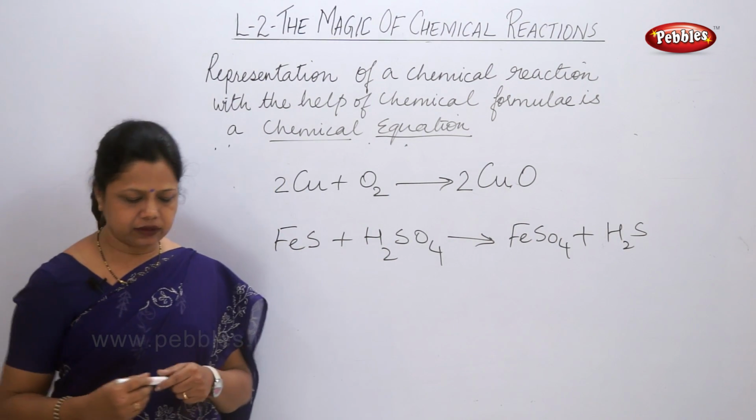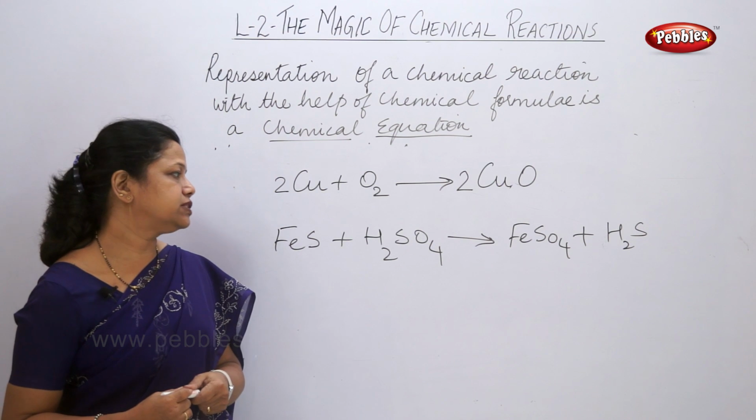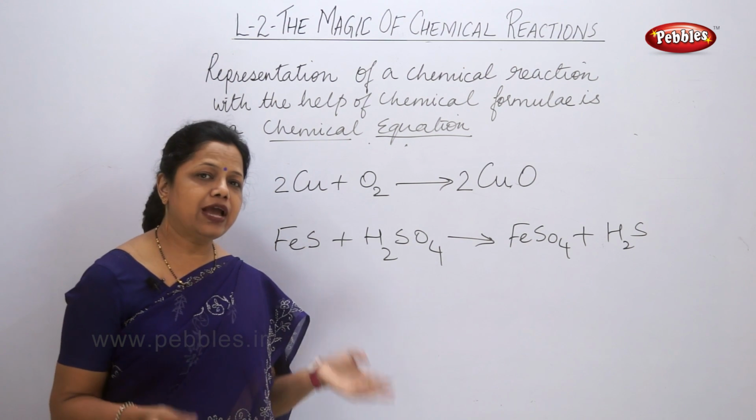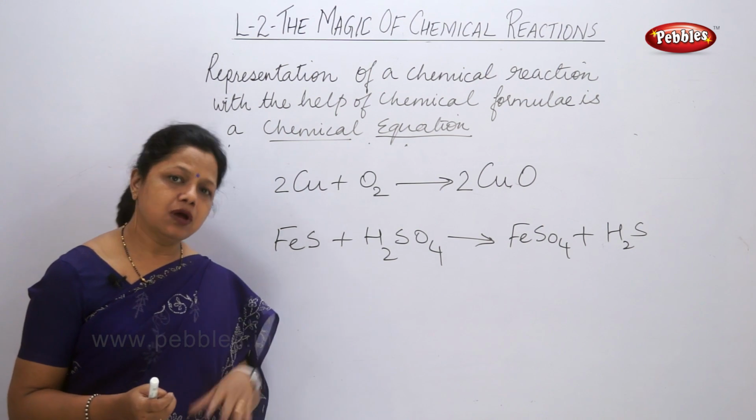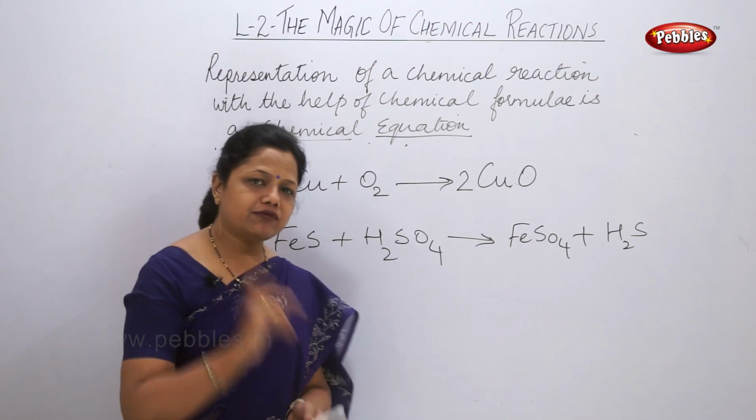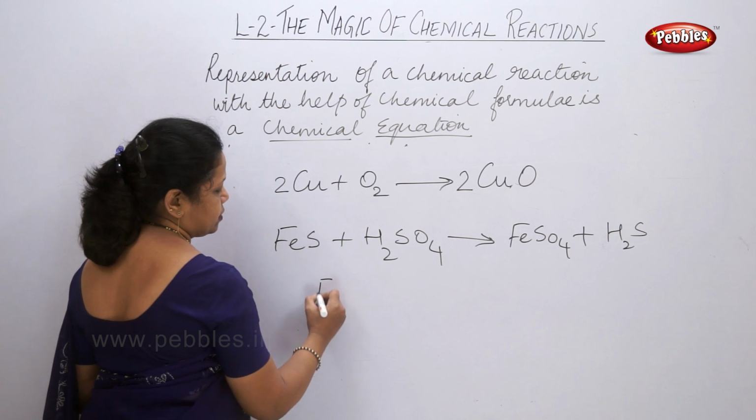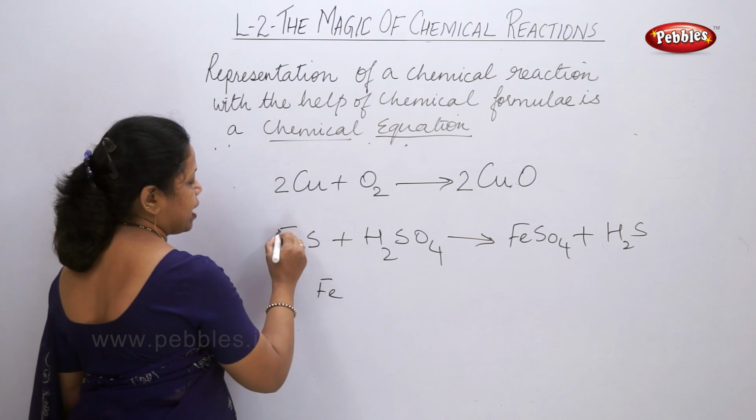Now this is the reaction given to us. How to see whether the reaction is balanced or not? We have to count the number of atoms one by one. Let's start from the left side. How many on the left side? First is iron. What is the total number of iron on the left side?